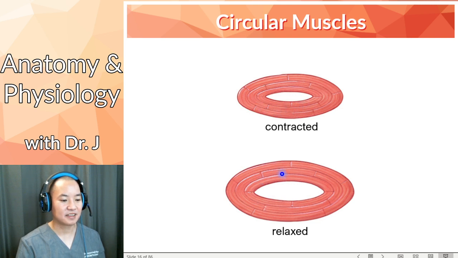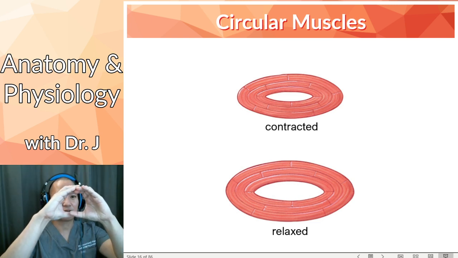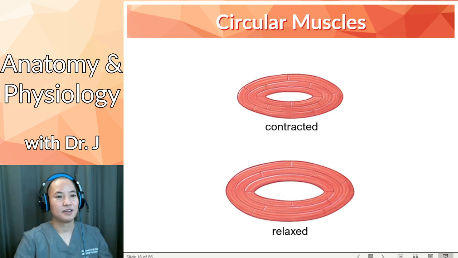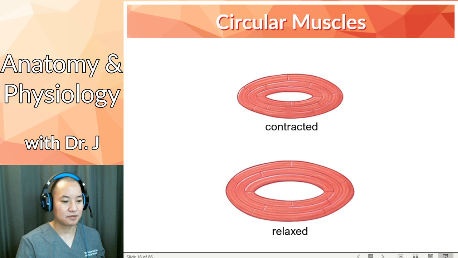So what happens is that it relaxes. Remember, when a muscle contracts, it shortens, right? So if you have a circular muscle like this, as it contracts, what happens? It starts to draw closer and closer and smaller, right? It's kind of like a purse string. When you draw it together, it closes that hole that was opening that pouch.